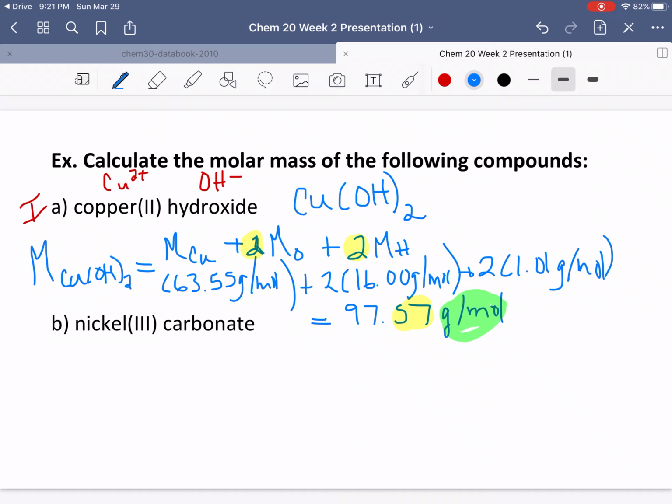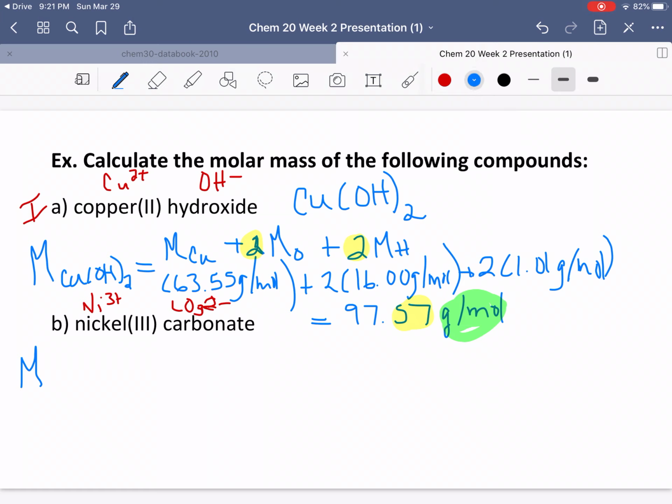Let's go into nickel 3 carbonate. So like I was saying before, I normally would start this just by going M, and then I would write the actual formula, right, subscript of the M. But think about your charges first. Ni3+ and carbonate is CO3 2-. Right? If you don't think about those, it makes it pretty hard to figure out your actual formula.